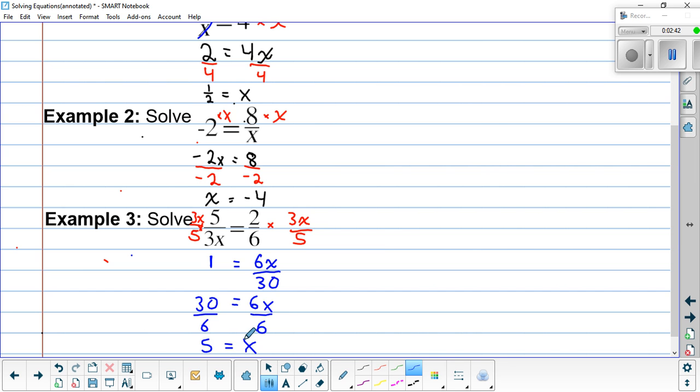So you don't have to do that first step really like that. You can just multiply by 3x over there, then you can divide out by the 6, and you can multiply that 6 over. You'll get the exact same result, just maybe one less step.